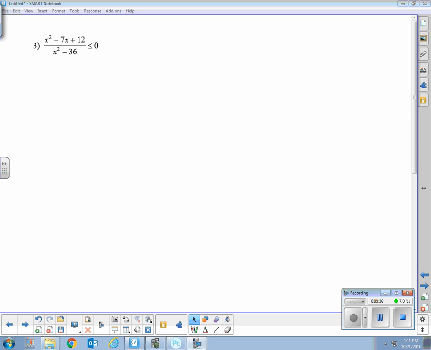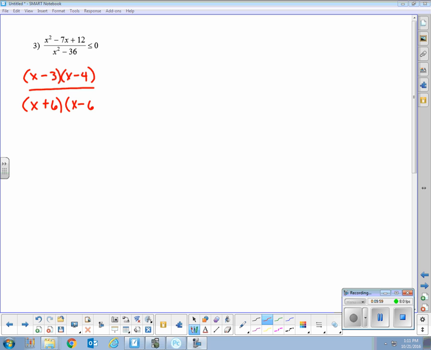This last example I want to look at because we are going to have to factor. So the numerator is x squared minus 7x plus 12. So two numbers that multiply to give me positive 12 and add to give me negative 7 are x minus 3 and x minus 4. And in the bottom, I have the difference of two squares, x plus 6 times x minus 6.